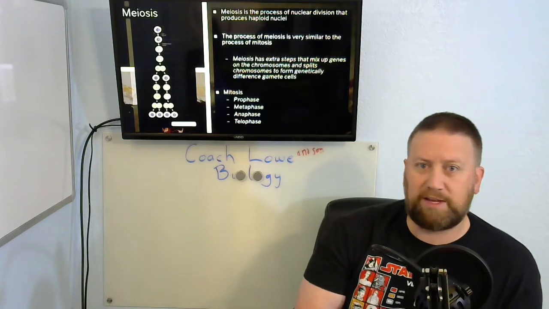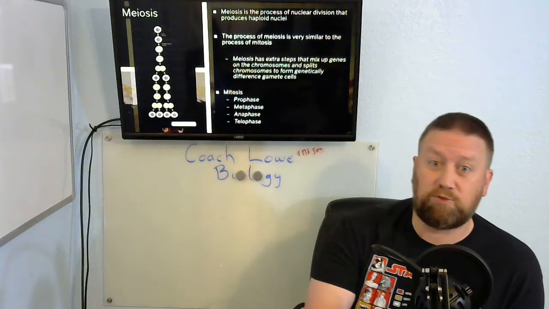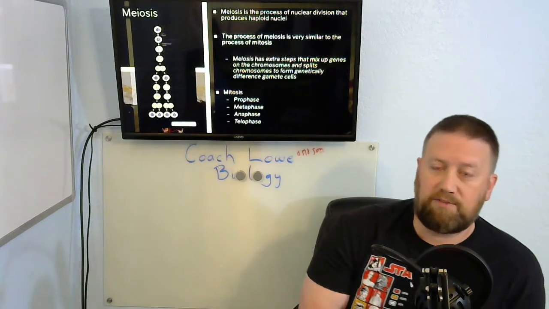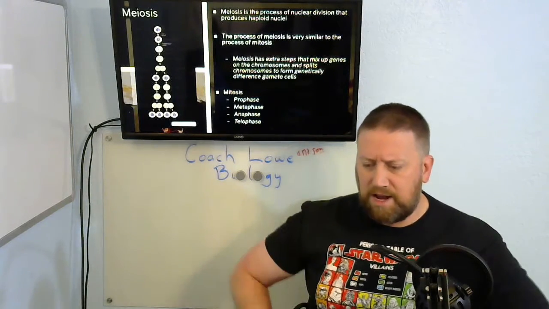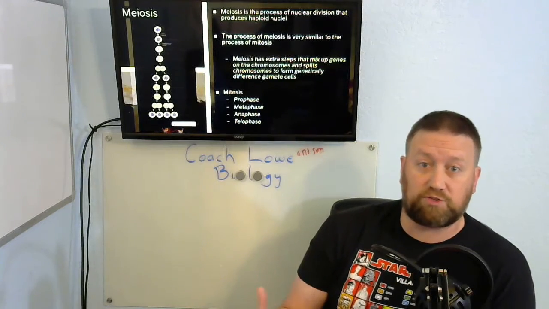So those steps are the steps of mitosis. Prophase, pro athlete. Metaphase, met a girl. Anaphase, her name was Anna. Telophase, she gave him her telephone number. I also gave you the hand signals to help remember what happens during each of those phases.